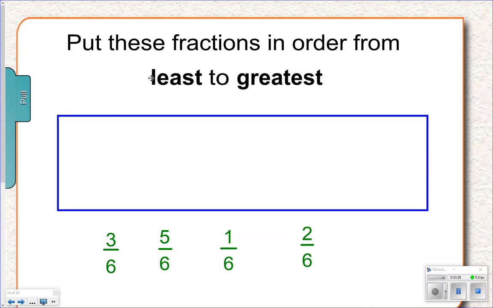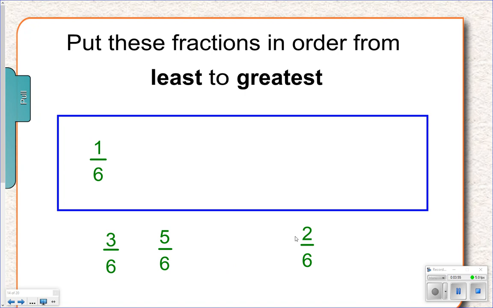Now the question: put these fractions in order from the least to the greatest. Which one is smaller? Look with me. The down numbers here are all 6, the same. So which is the least fraction here? The fraction which has the least numerator, which is 1 over 6. Yes?